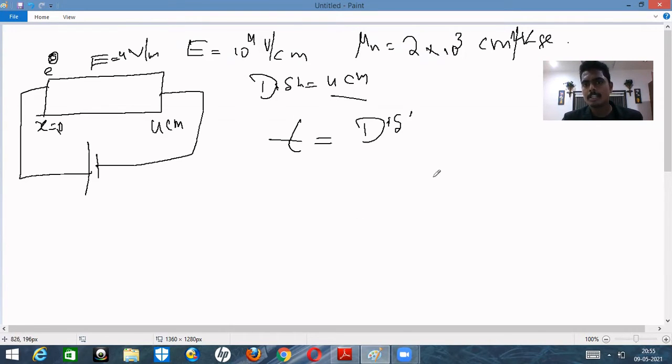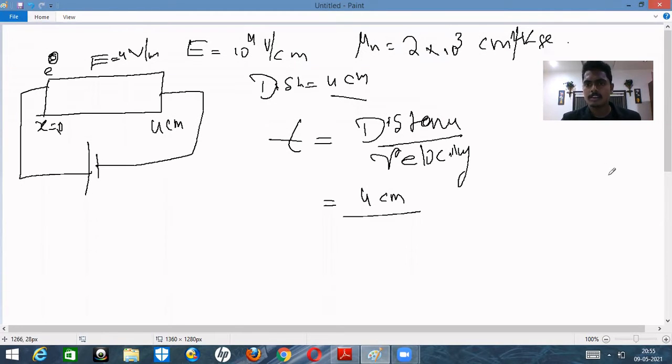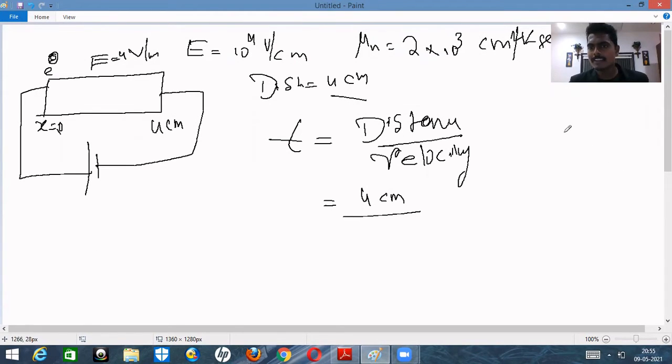Time is nothing but distance upon velocity, isn't it? So this is the fundamental formula. Distance upon velocity. What is the distance? 4 centimeters. So we need to find the velocity. Let's find the value of velocity. What is the formula for velocity? The velocity is nothing but the drift velocity, right? Drift velocity in the case of semiconductors is equal to mobility into electric field intensity. What is the mobility? Mobility is given, right?